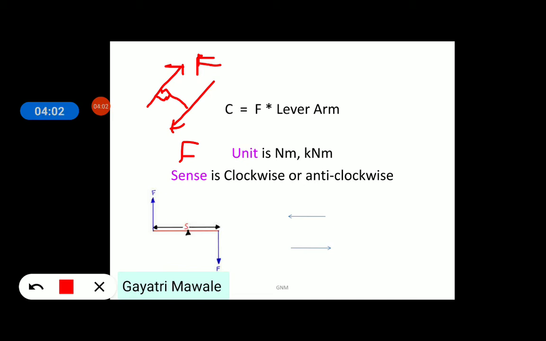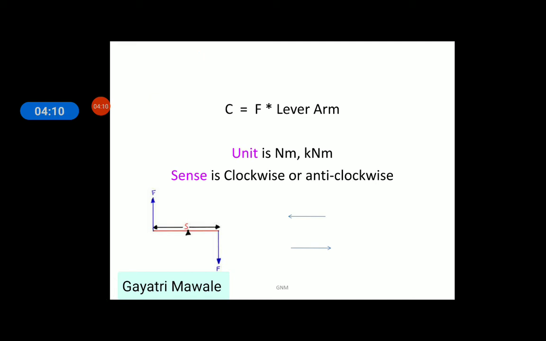Being vector, couple also has sense or nature, clockwise or anti-clockwise. In the first diagram here, the rotational effect caused by two forces is clockwise. And in second figure, if the two forces are having same magnitude, say P, then these two forces will cause rotational effect in anti-clockwise sense.